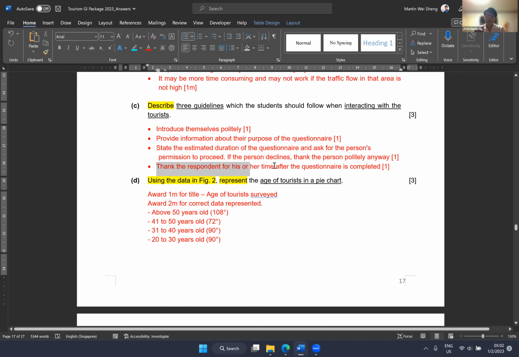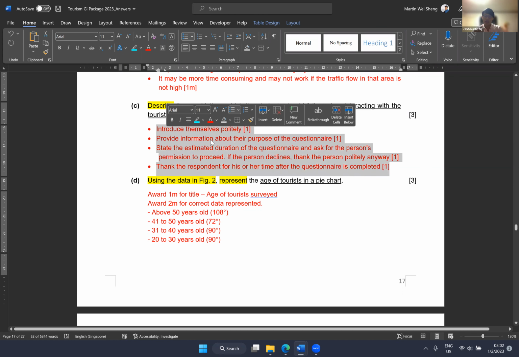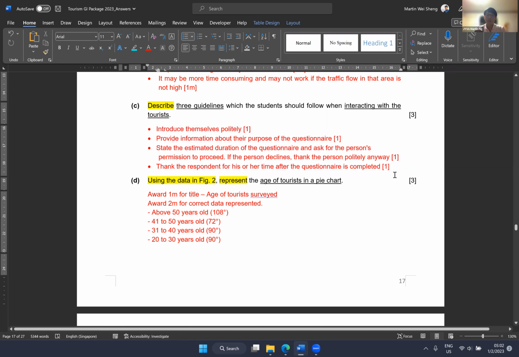Then the final one, you have to thank the respondent for his or her time. It's always polite to thank the person who helped you out to do your survey. Okay, so there are 4 points over here. The total is worth 3 marks. So make sure you give at least 3 out of these 4 points. If you want to give all 4, it's also possible. Now, what are some other possible points?